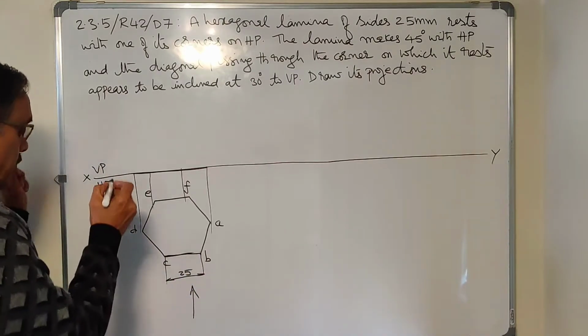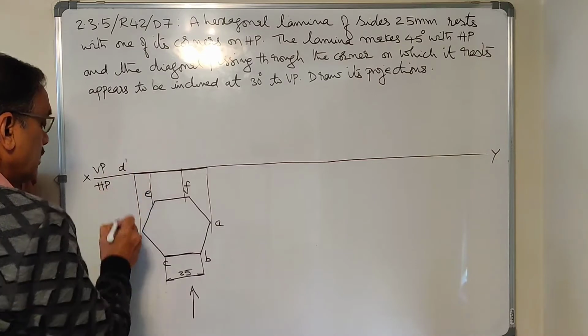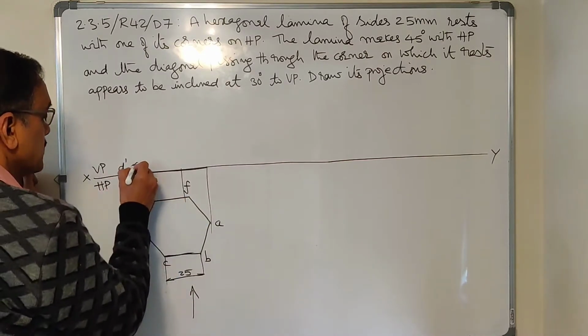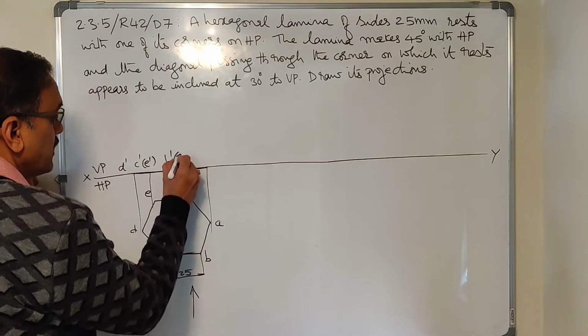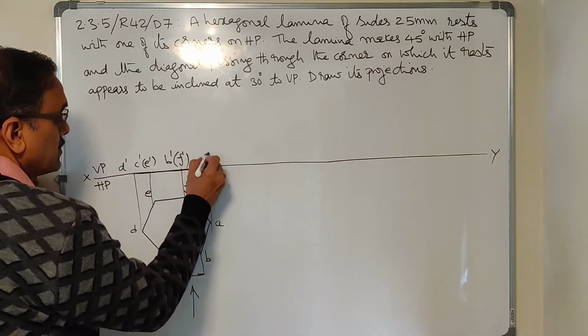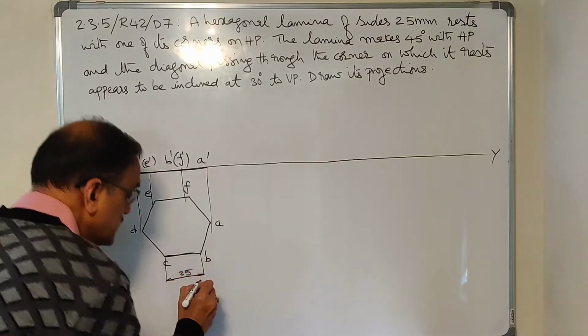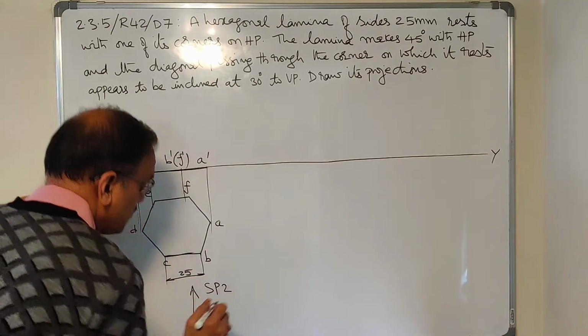So when you are naming the points here, take care that E and F are in brackets. C dash, E dash, B dash, F dash, and then A dash. That completes the first step, which is SP2.